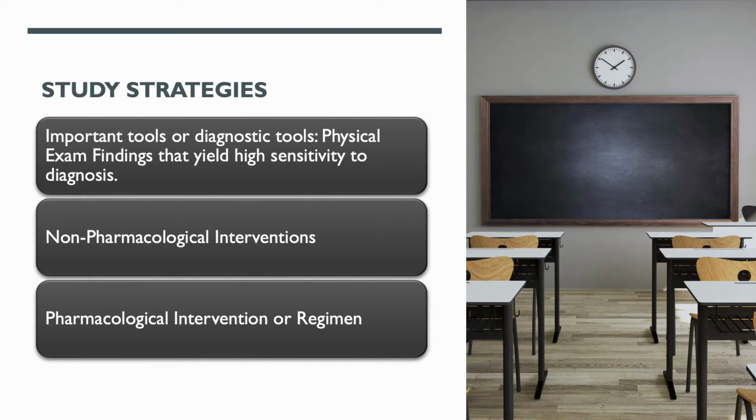Pharmacological interventions are another important concept in study strategy. You want to pay particular attention to the guidelines, with heavy emphasis on guidelines because exam blueprints are based on guidelines. You want to pay attention to first line therapy, second line therapy, and third line therapy. You want to also be able to identify adverse effects of therapy.